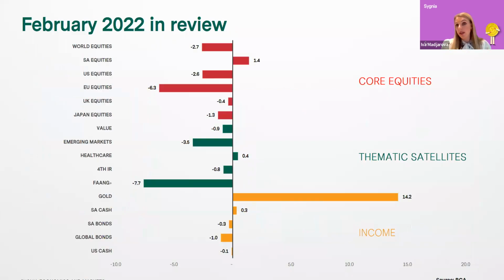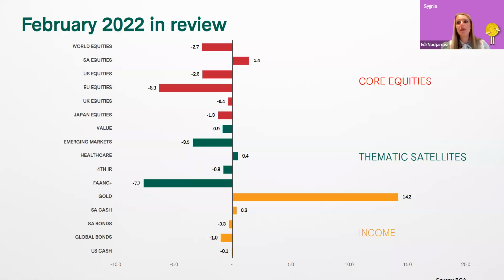So what actually did happen in the markets then in February? February was when we saw the initial invasion. And as expected, if you look at the red bars, we can see that equity markets for the most part were negative, other than South African equities. Now, whenever there's a lot of nervousness in the markets, we saw it with COVID, we saw it with the global financial crisis, we're seeing it now with this war in Europe, investors tend to sell out of risky assets and rather invest into more safe haven type of assets.